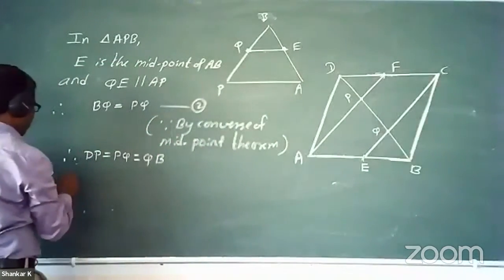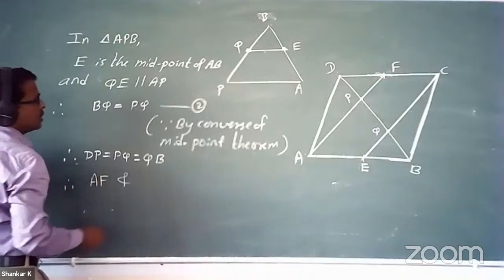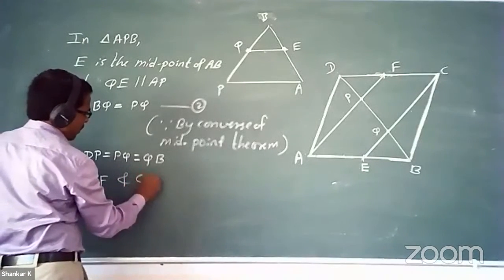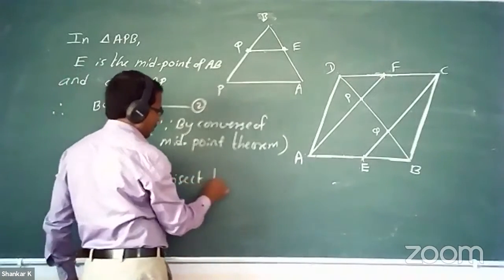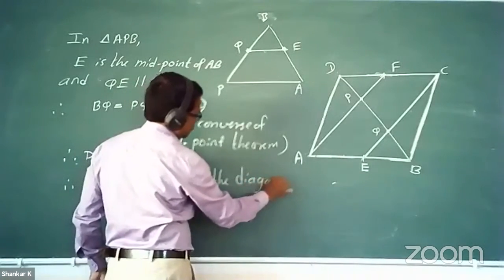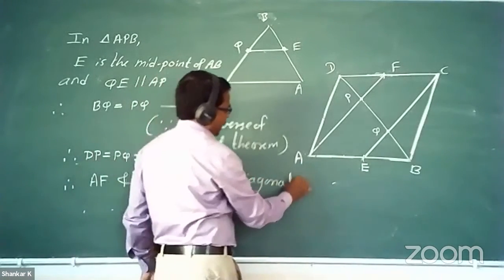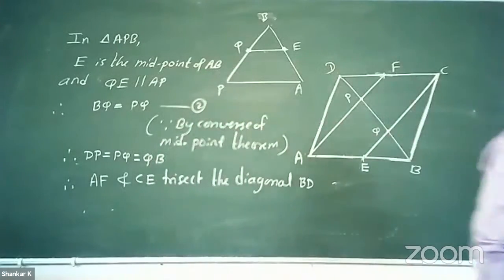Therefore AF and CE trisect the diagonal BD. So already.